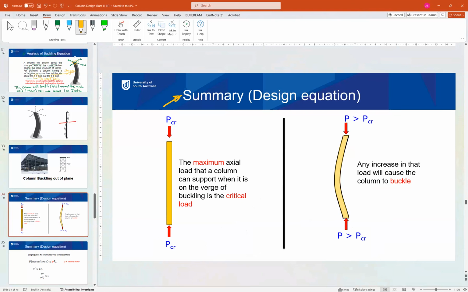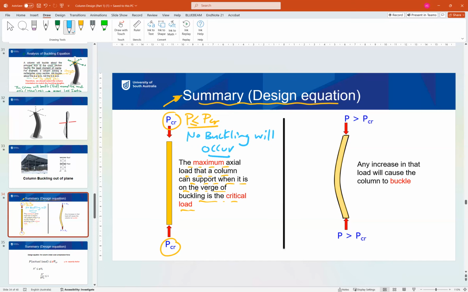Okay, so in summary, for the buckling equation and design equation, if we have a column under the critical load, the maximum axial load the column can support when it is on the verge of buckling is the critical load. So if the load is less than or equal to N critical, no buckling will occur. Buckling will occur when the applied load is more than the critical load.